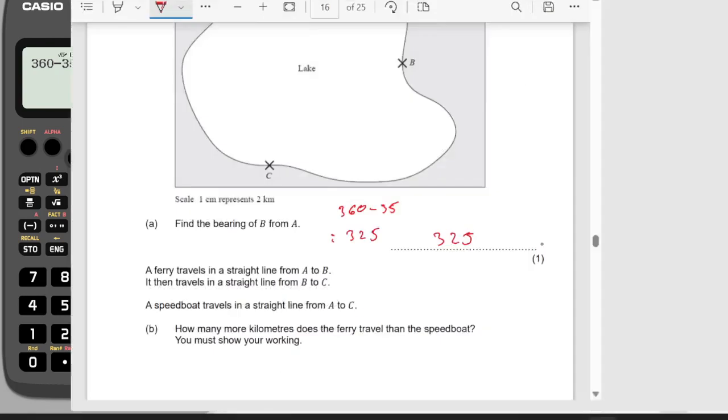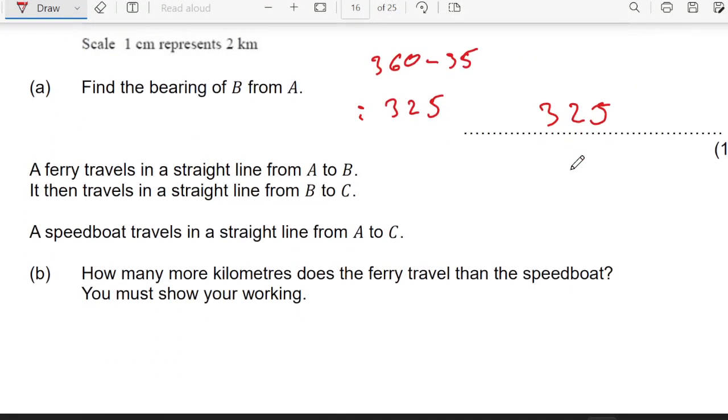Okay, for part B, a ferry travels in a straight line from A to B. It then travels in a straight line from B to C. The speedboat travels in a straight line from A to C. How many more kilometers does the ferry travel than the speedboat?